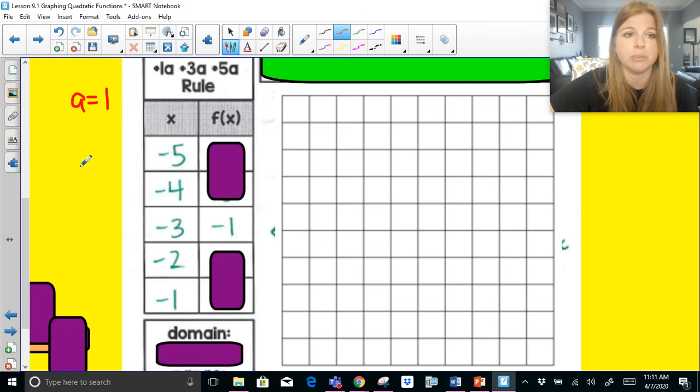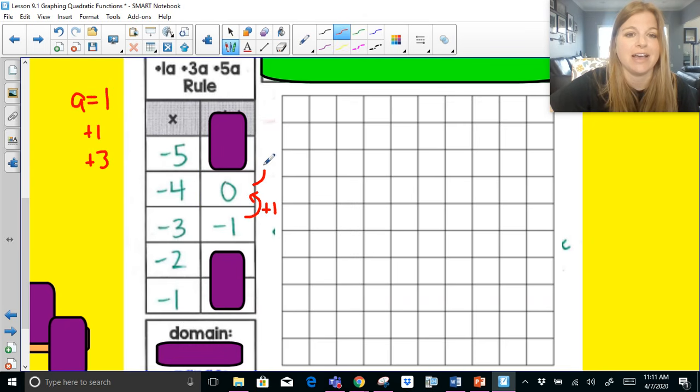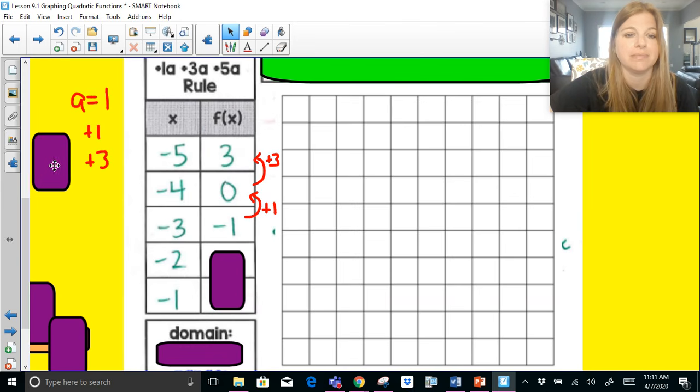So we get to do what we did in the previous problem. We get to add 1 and then add 3. So look how easy this is to fill in my table. I add 1. What's negative 1 plus 1? 0. Then go to the next one. We add 3. 0 plus 3 is 3.